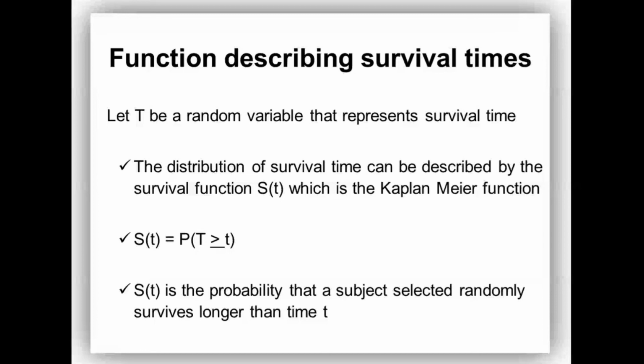The distribution of the survival time can be described by the survival function. Anything has its own distribution, for example the survival time. If you see your weight, it has its own distribution. It could be normal or skewed. If you see your age, it has its own distribution. Similarly, our survival time has its own distribution.